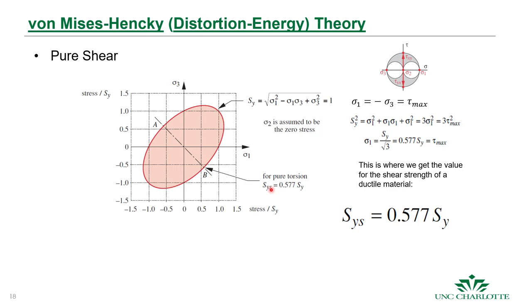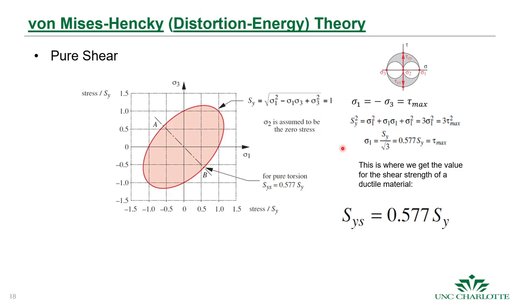So if we put that point in there where we say sigma 1 is equal to minus sigma 3, we can also analytically get that same point on the graph by solving for sigma 1, and it's equal to sigma y over the square root of 3, which gives us the same 57%, 58% of the yield strength. Okay. So that's where we get that value for the shear strength of a ductile material.